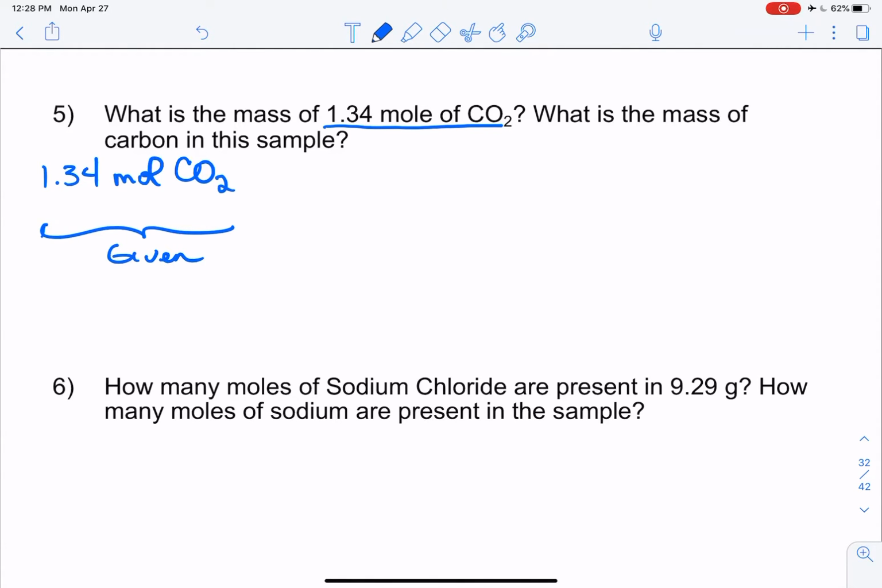And we want to go from moles to where? What other unit are we going to? Moles to mass. The question says, what is the mass? Now, we have a conversion factor that relates mass to moles.